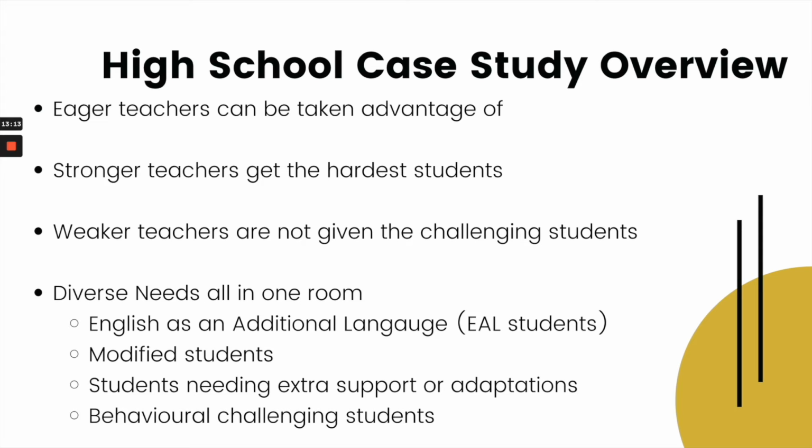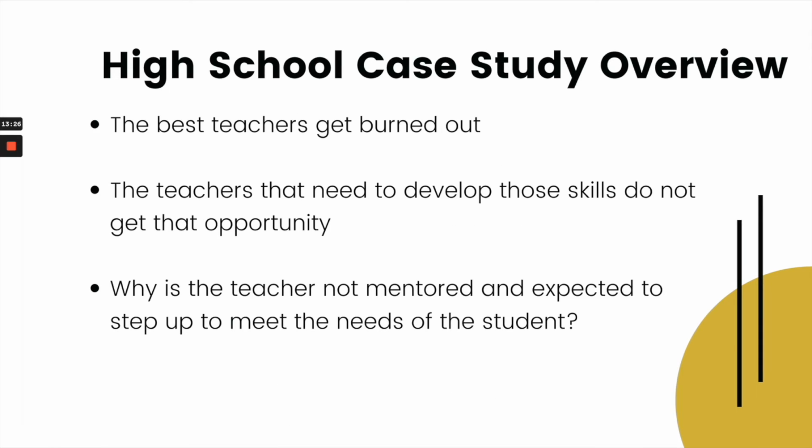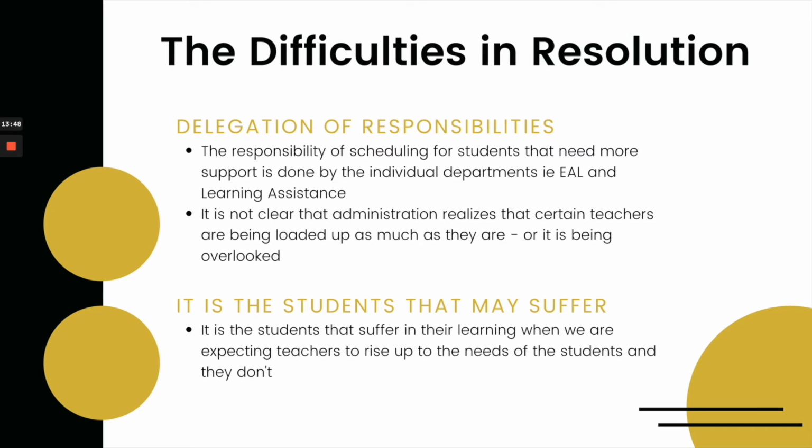This leads to a much heavier load for some teachers with a diverse set of needs in the classroom, with students from English as an additional language, modified students, and students that have learning assistance needs. We end up burning out our best teachers because there are teachers that don't adapt their lessons to the needs of the students, and they then don't have to teach those students because they're no longer put in their classes. So the questions that arise are, why is the teacher not mentored and expected to step up to meet the needs of the student? And why is the school leadership not stepping in to support our teachers that need it?